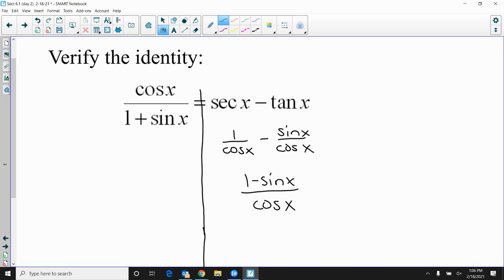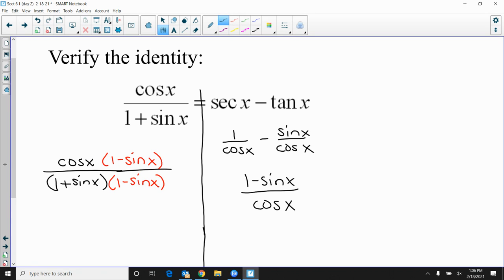So what is the conjugate of that denominator? It is 1 minus sine of x. So just on the left side, we got cosine of x over 1 plus sine of x. You're going to multiply the top and the bottom by 1 minus sine of x.